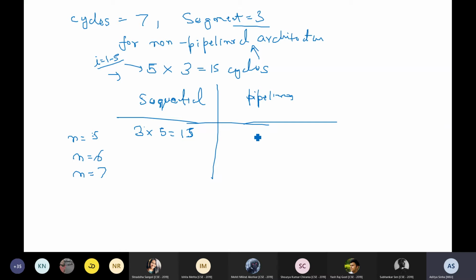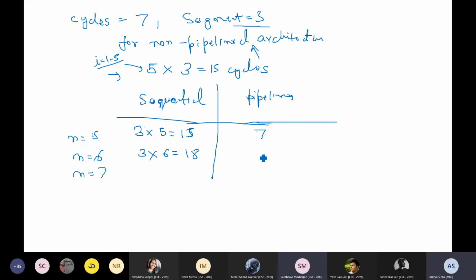But if you are trying to solve it with the pipelined architecture, how many cycles did we need for n equals 5? 7. Yes, sir. Okay. For 6, what will be the value? 3 into 6, 18.